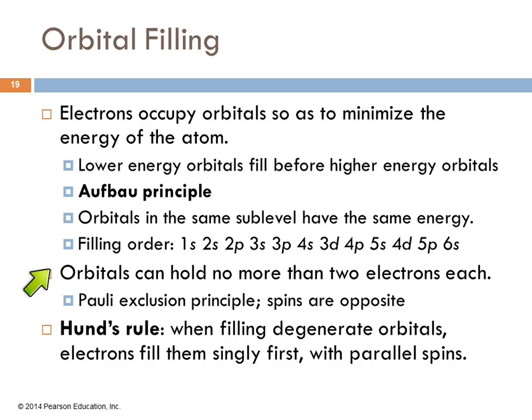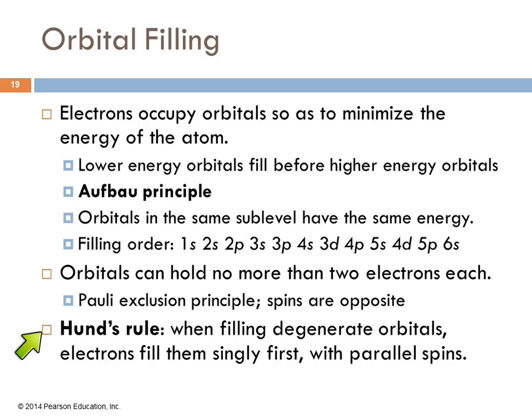The orbitals can hold no more than 2 electrons each. That's the Pauli exclusion principle, and the spins are going to be opposite. So in the hotel, you can only have 2 people per bed. So in that 2p room, which is a sublevel, there are 3 beds. Each bed can hold a maximum of 2 people.